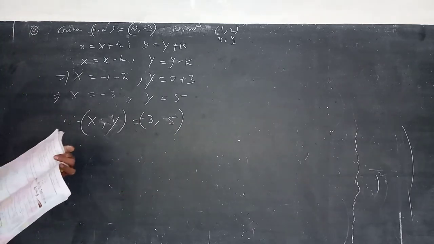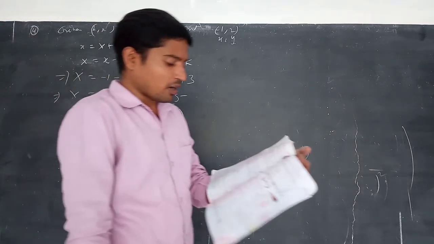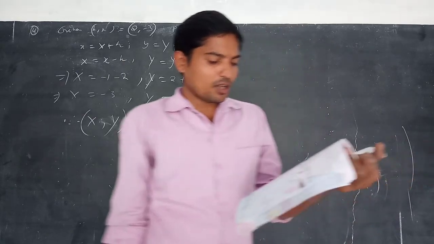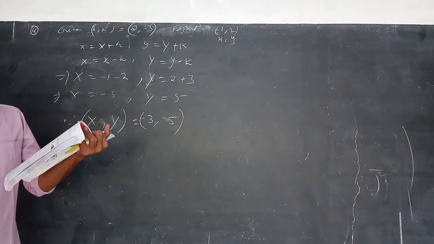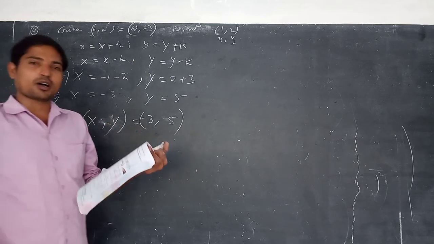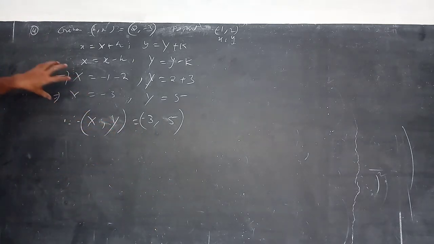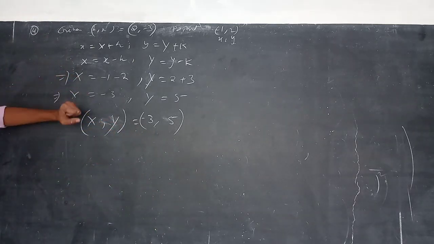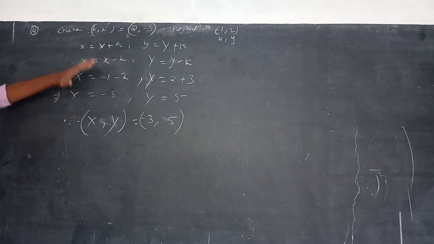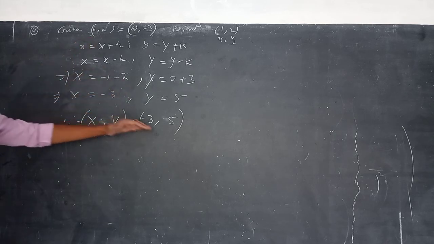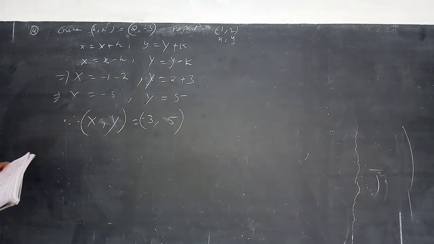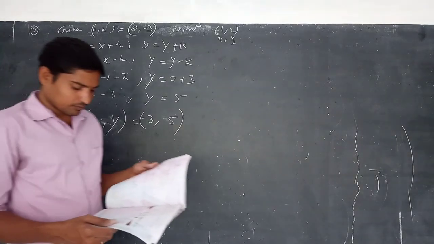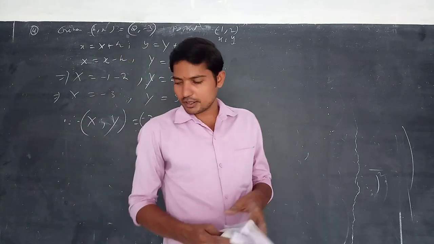Listen again. If the origin is shifted to 2 comma minus 3, coordinates of the point minus 1 comma 2 with respect to the new system are coordinates new system, that means capital X and capital Y only in it, so I got the capital X and capital Y, right? That is about fourth one. Let us see next problems.